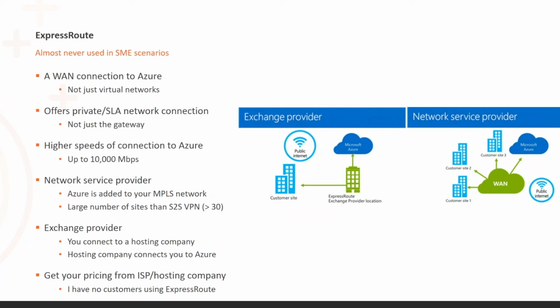You can do that through an exchange provider, so you get a WAN connection to a data center who then hop you on to Azure, or you go to your MPLS provider and say, listen, I've got 50, 60 sites on my network. I would like to connect all of those to my Azure subscription, and they will. And your Azure subscription basically becomes another site on your MPLS network.